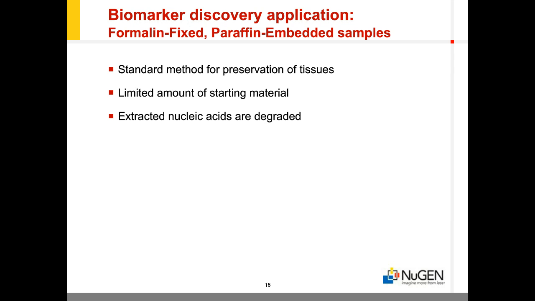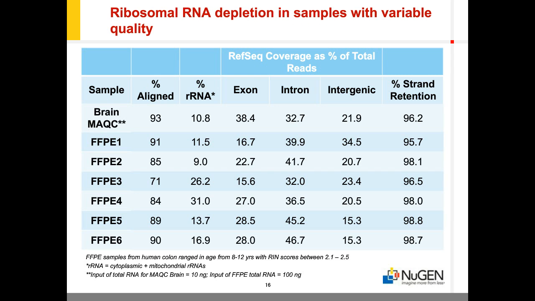To test the efficiency of our system with FFPE samples, we constructed RNA-Seq libraries from 6 FFPE samples derived from human colon. The FFPE blocks ranged in age from between 8 to 12 years old, and the isolated RNA had RIN scores between 2.1 and 2.5.